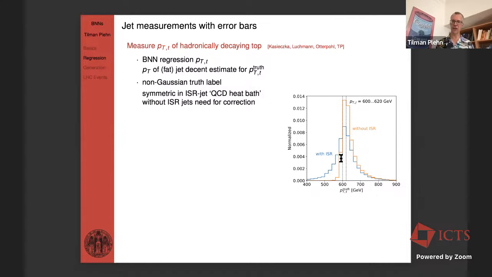With ISR, it's different. ISR can just put stuff into your jet, extra jet activity goes into your jet, so it becomes more symmetric. I'm more interested in without ISR because I want to see how a Bayesian network deals with non-Gaussians, with non-Gaussian distributions here, and that's the orange one.